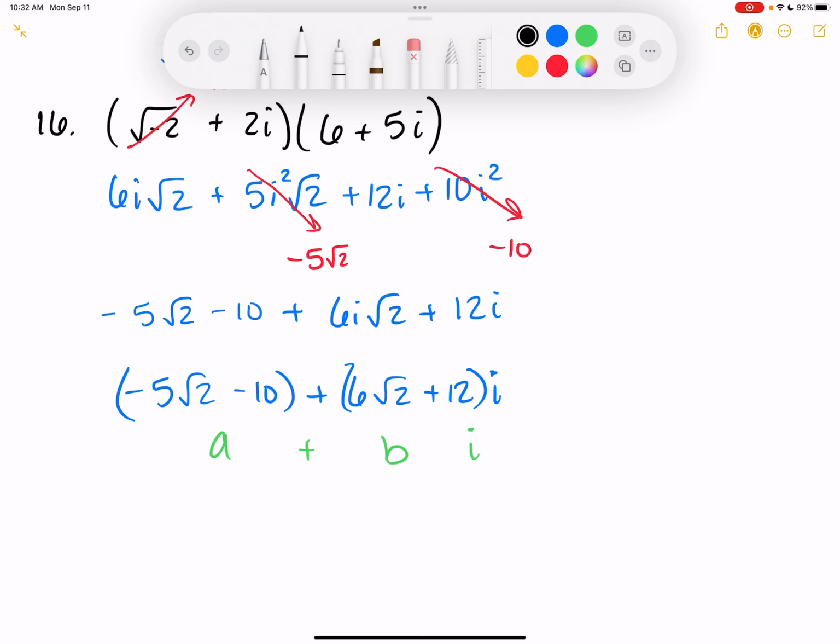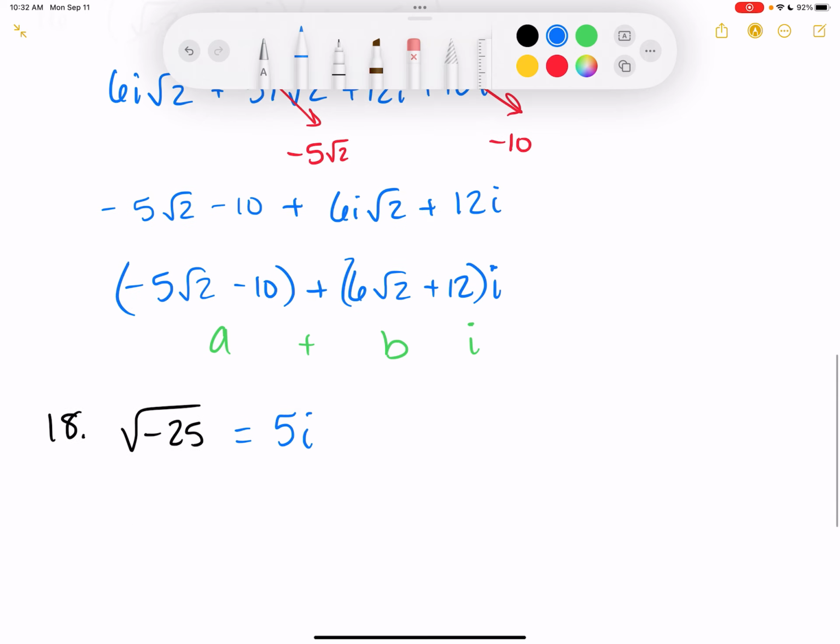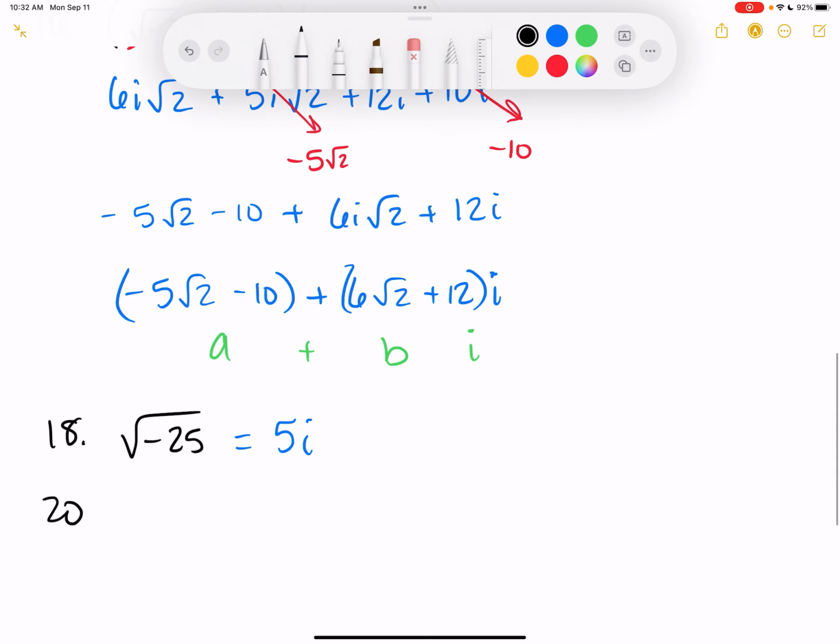Write the expression in the form bi where b is a real number. So the square root of negative 25 would be equal to what? 5i. And if I had square root of negative 5, that would be what? Yep, i square root of 5.